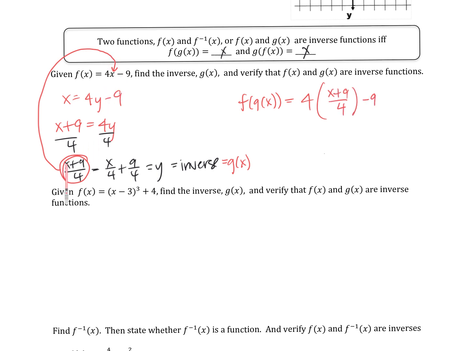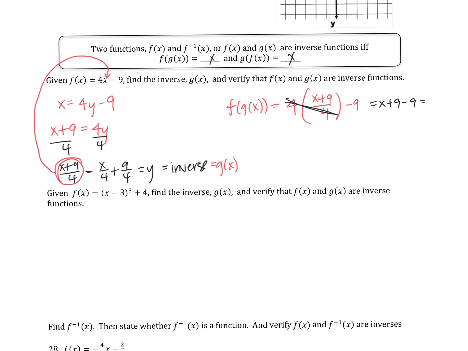You see what I just did? I took my inverse, plugged it in right there, kept everything else alive. Does anything cancel if I multiply 4 times this thing? Wouldn't the 4's cancel? And then I'm left with x plus 9 minus 9. Do my plus 9 minus 9 cancel? And I'm just left with x. And that's what I needed for these to be inverses.